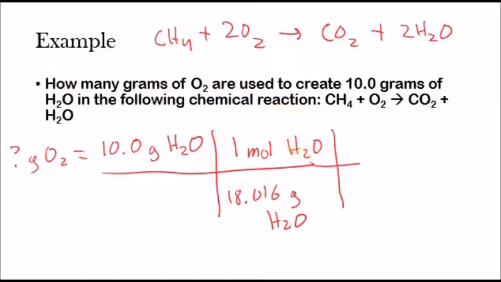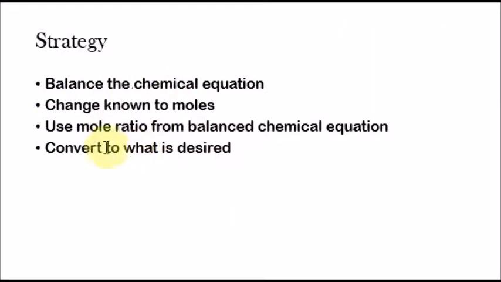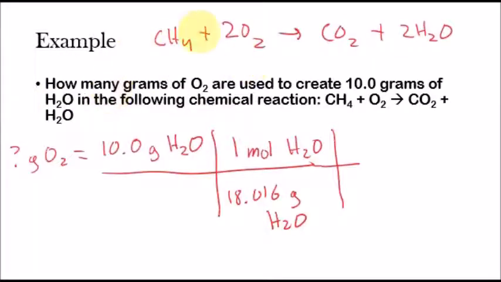Now we're going to look at the mole ratio from the balanced chemical equation. What this equation is telling us is that 1 molecule of CH4 reacting with 2 molecules of O2 is going to give us 1 molecule of CO2 and 2 molecules of H2O. From there, we can deduce that 1 mole of CH4 reacting with 2 moles of O2 is going to yield 1 mole of CO2 and 2 moles of H2O.